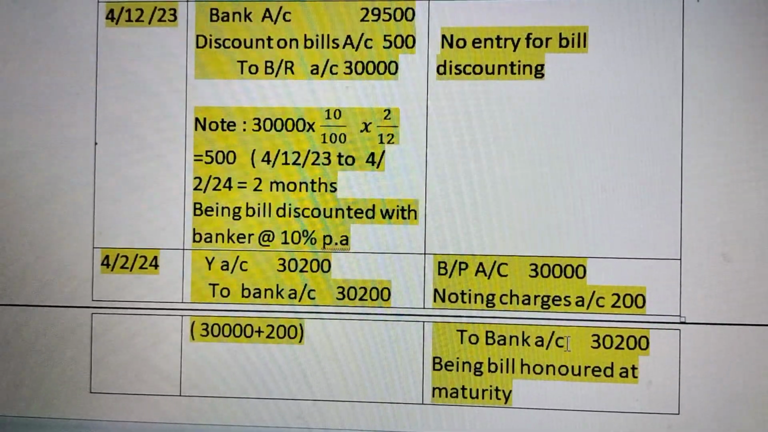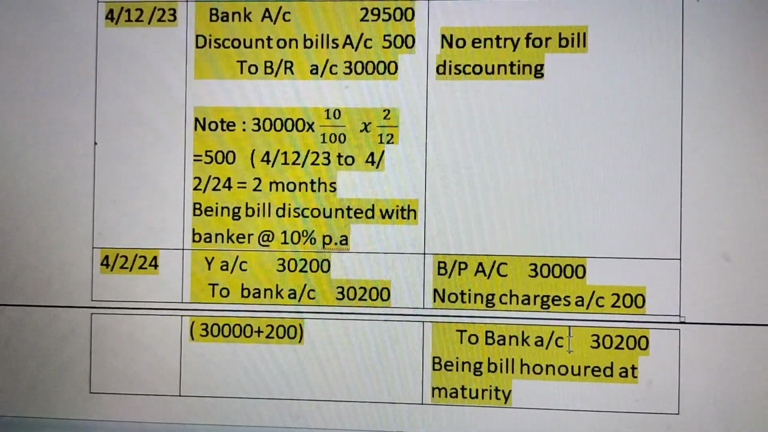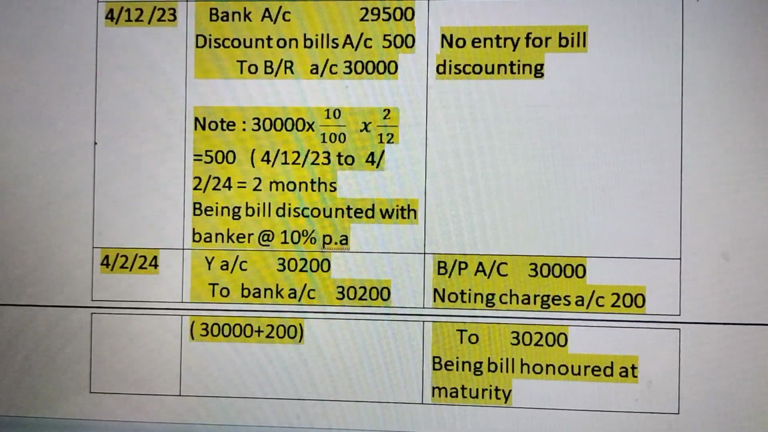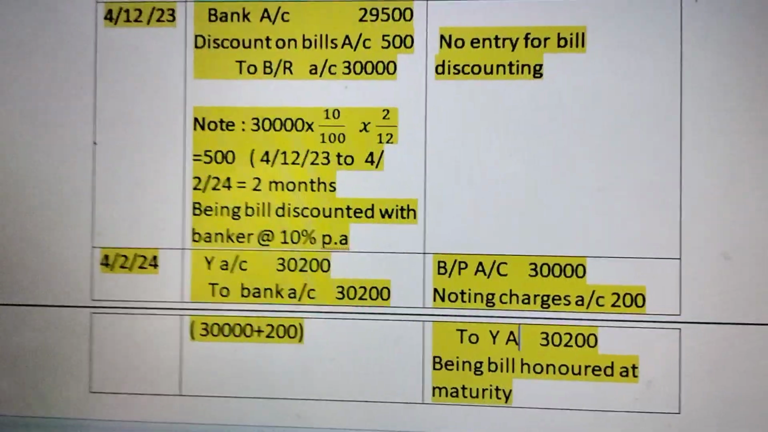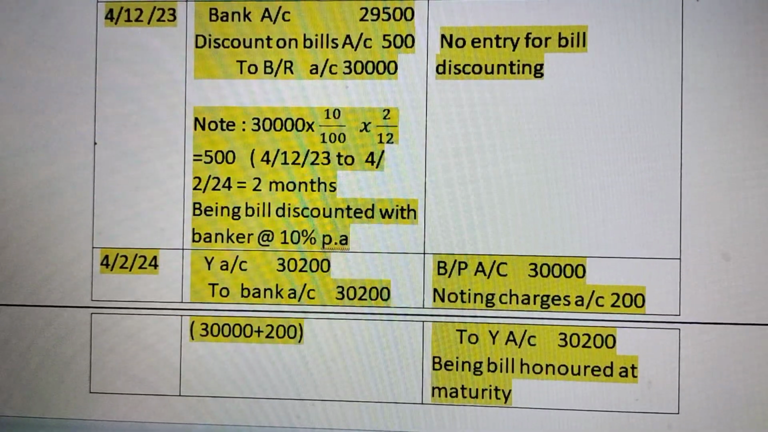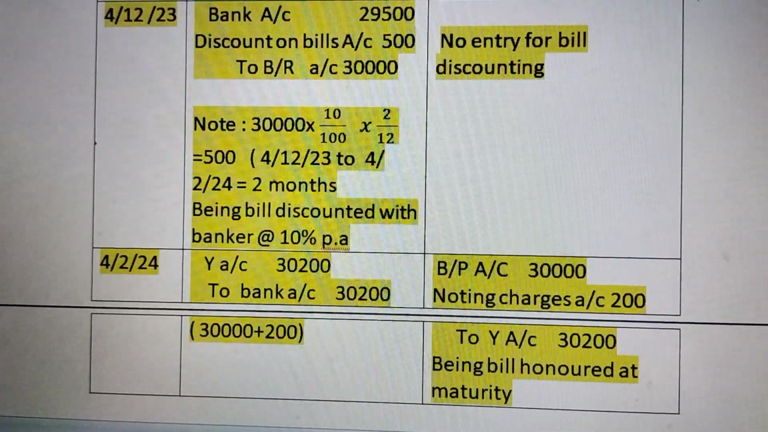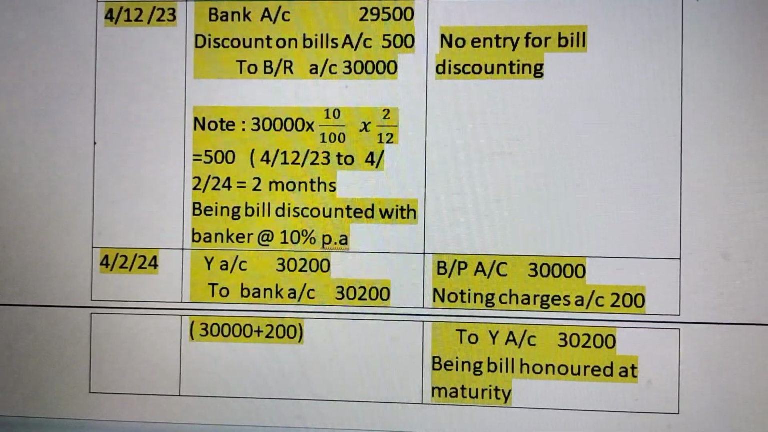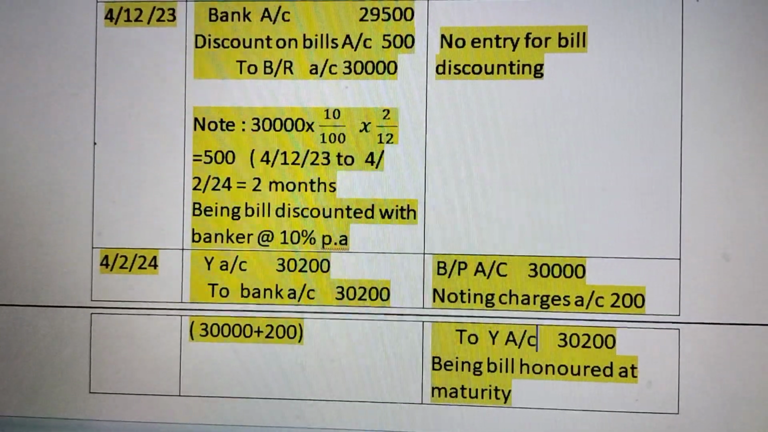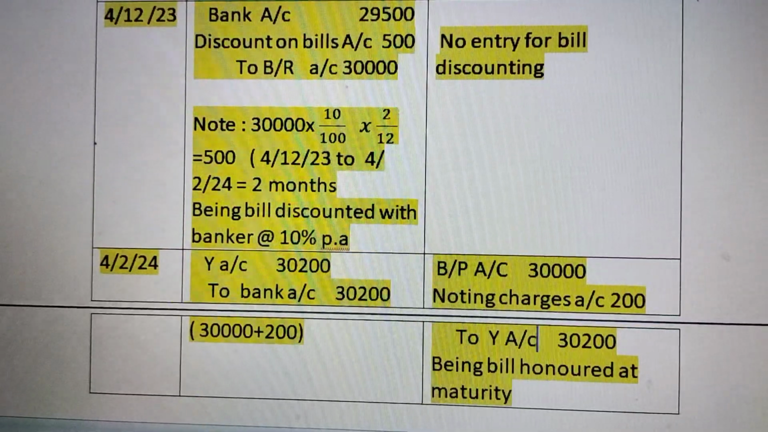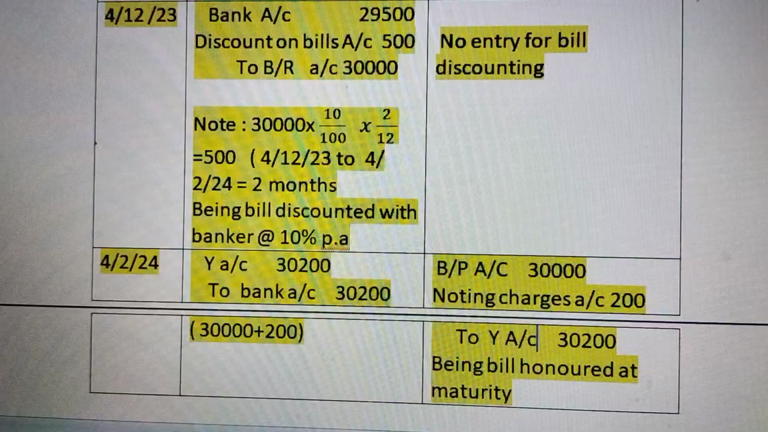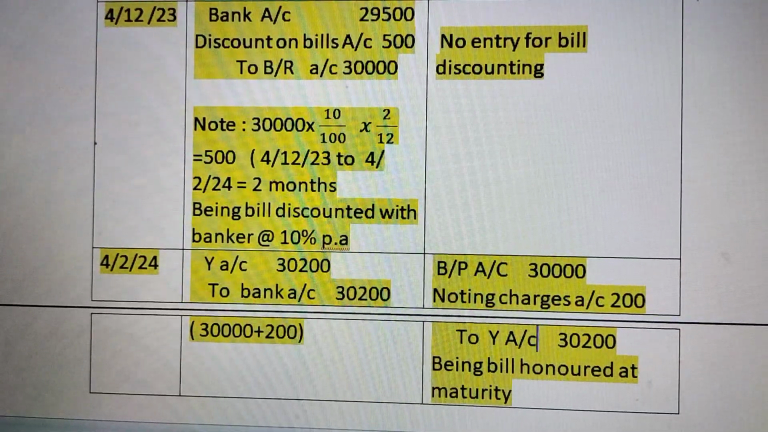Here the entry is wrong. I am sorry, I am correcting it. It should be bills payable to Y account, as the bill has been dishonored. Whenever a bill is dishonored, the drawee will debit or cancel bills payable and he will credit Y account. But he needs to pay 30,200 to the drawer because the noting charges are the liability of the drawee.